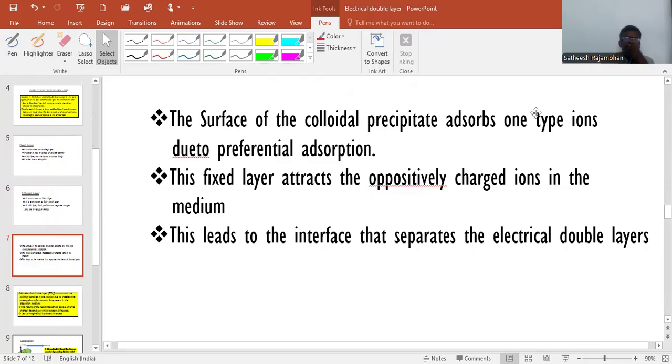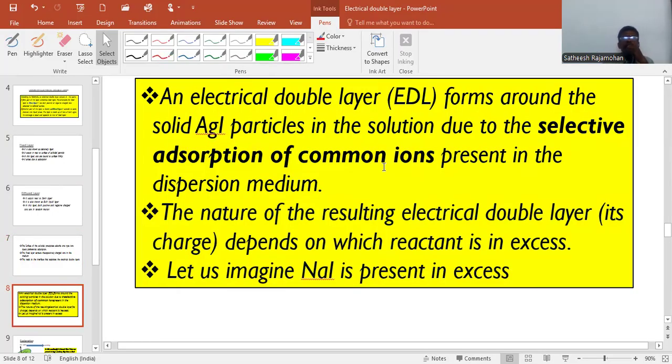All these things are collectively explained in this slide. The fixed layer attracts the oppositely charged ions in the medium. This leads to the interface that separates the electrical double layer. Let me explain this electrical double layer theory by means of one example.